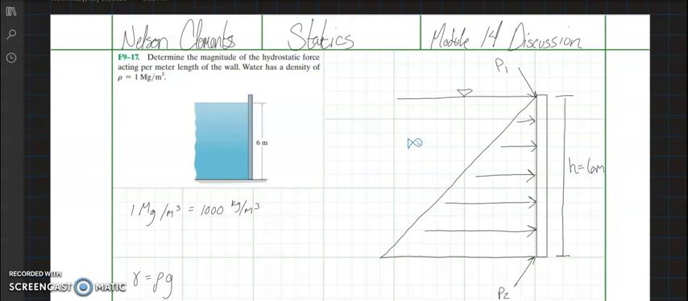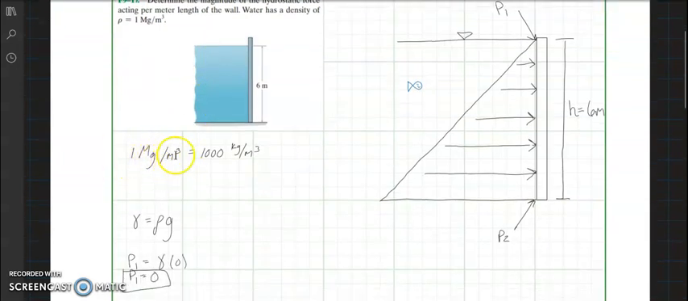Hello class. Today we're going to be looking at problem F9-17, which states: determine the magnitude of the hydrostatic force acting per meter length of the wall. Water has a density of 1 megagram per meter cubed. 1 megagram per meter cubed looks like about 1,000 kilograms per meter cubed.